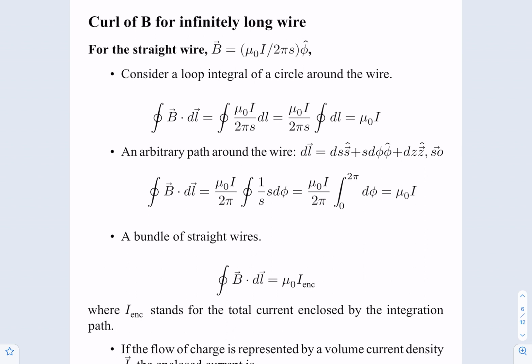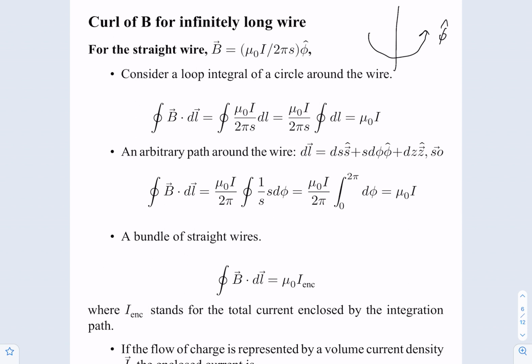So for a case of an infinitely long wire, we just calculate the magnetic field for this case, right? If you still remember, the expression for this magnetic field is over here, and the phi direction is the direction of the B field. So it's along this phi direction. Now we can calculate to get the curl of B.